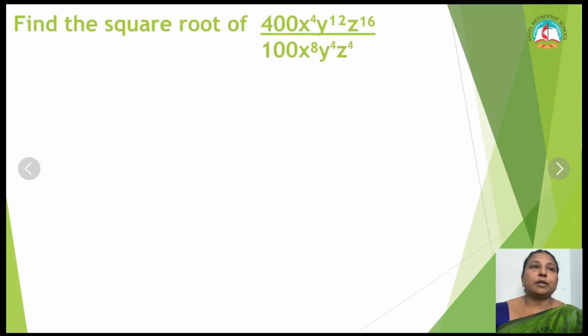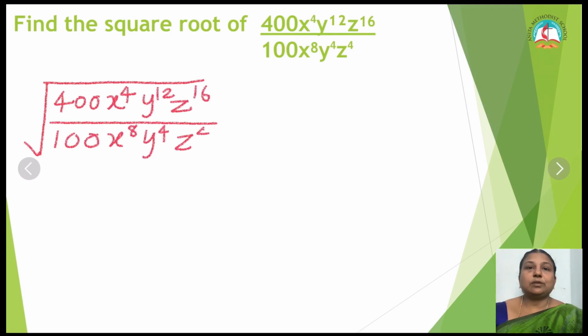Next, find the square root of 400 x power 4 y power 12 z power 16 divided by 100 x power 8 y power 4 z power 4. So first what you have to do, you have to write the sum inside the square root. So after writing, you can see 2 zeros and 2 zeros get cancelled. So you are cancelling it. And now we have to find the square root.